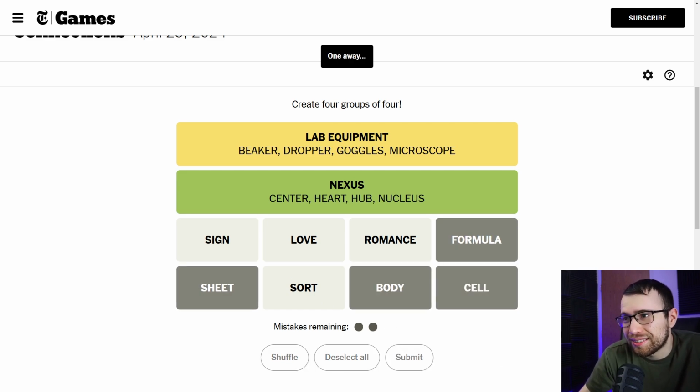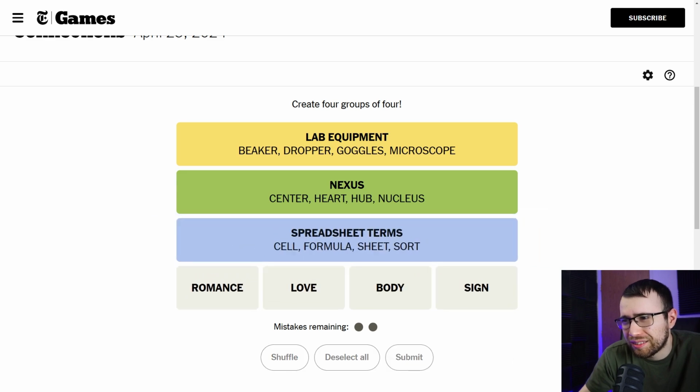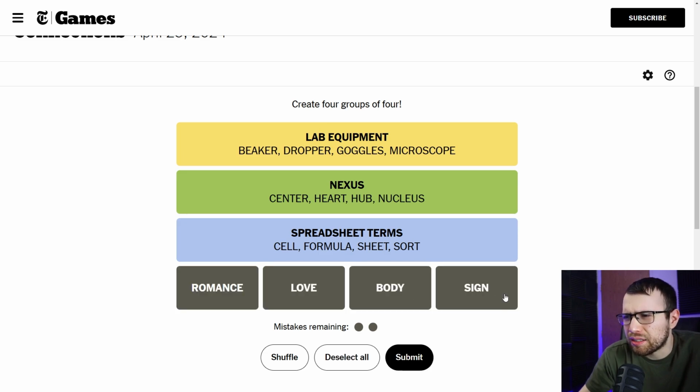Let's try this. It's one away. Let's put in sort instead of body. Spreadsheet terms. Okay, I was right there. I guess sort makes sense, probably makes more sense than body. So then we have romance, love, body, and sign.